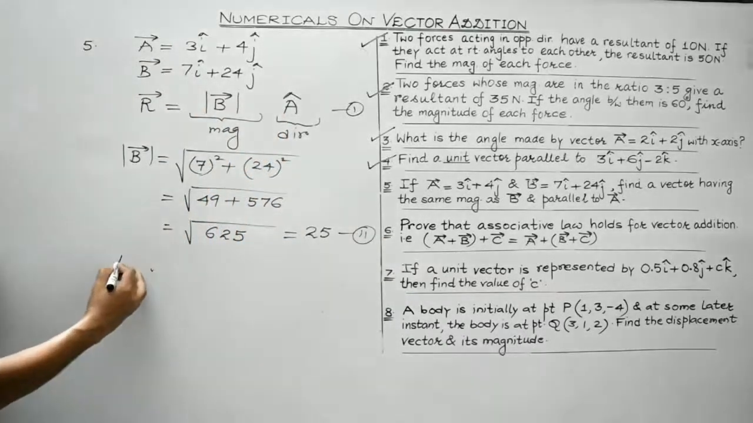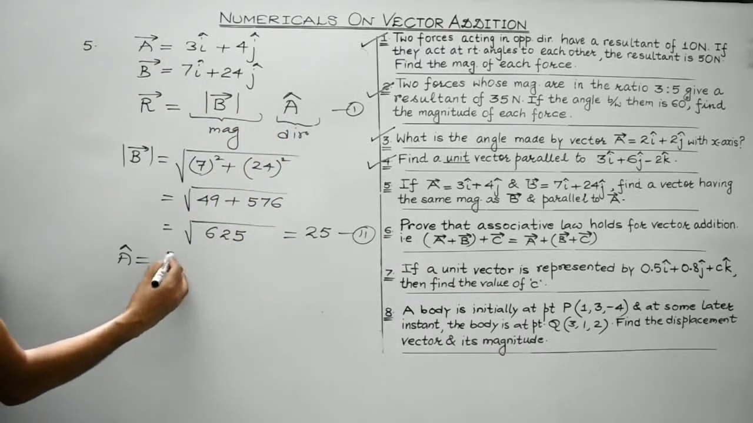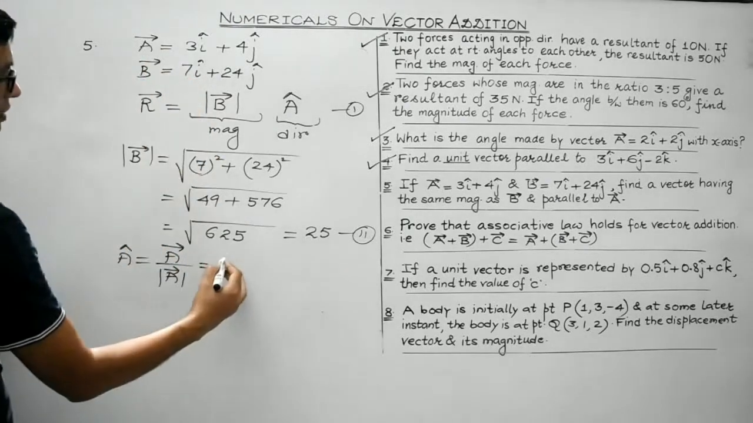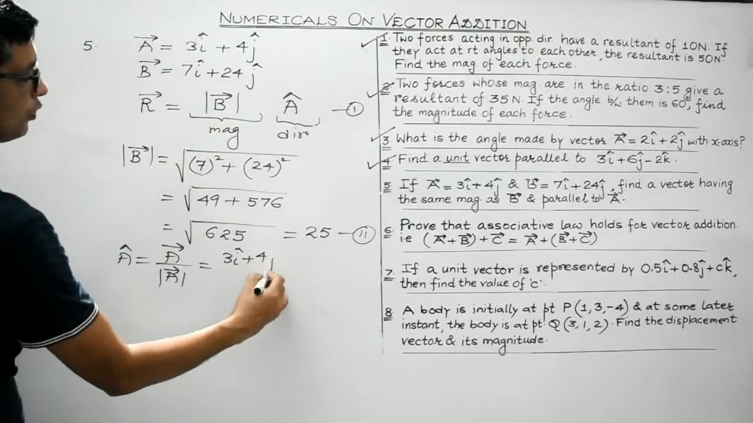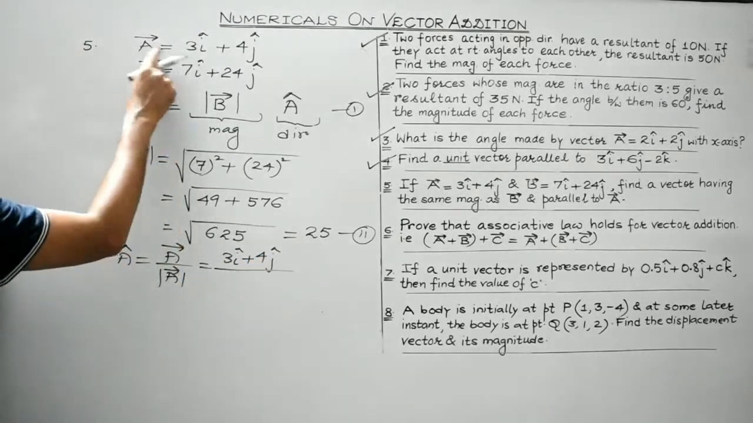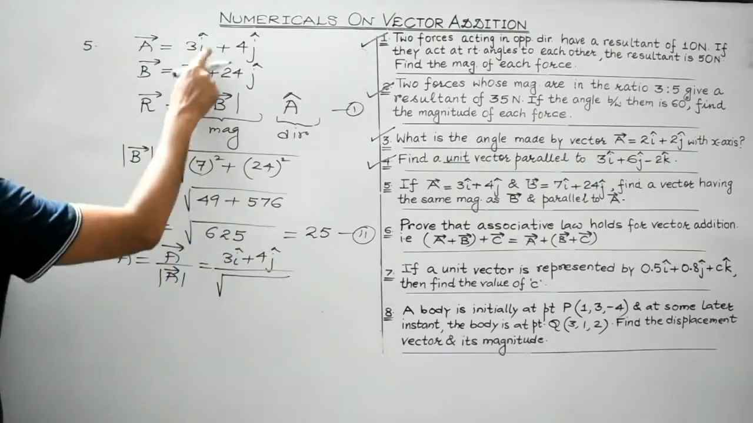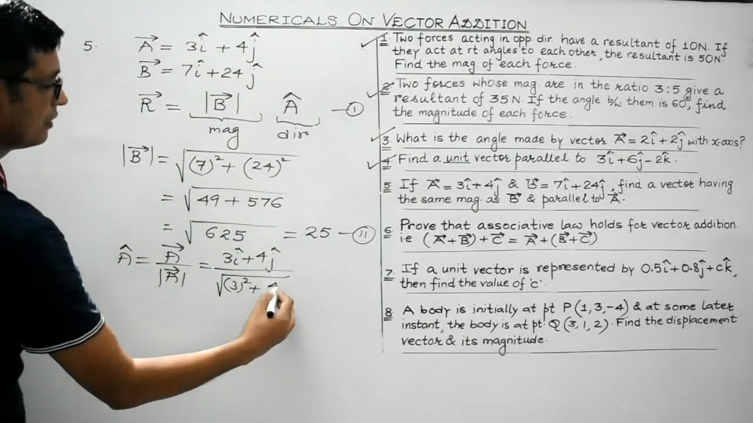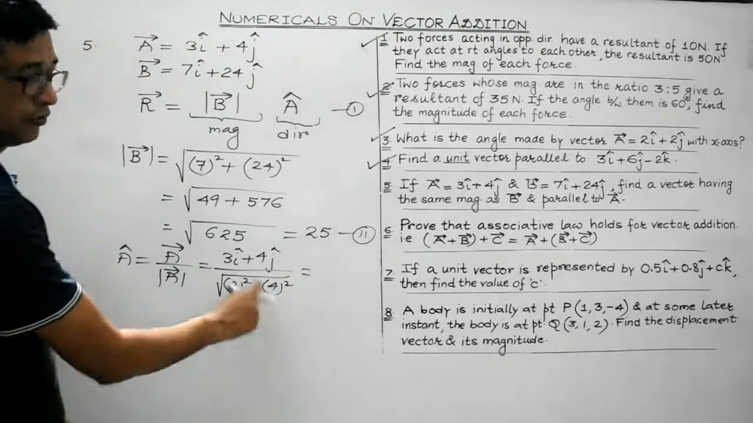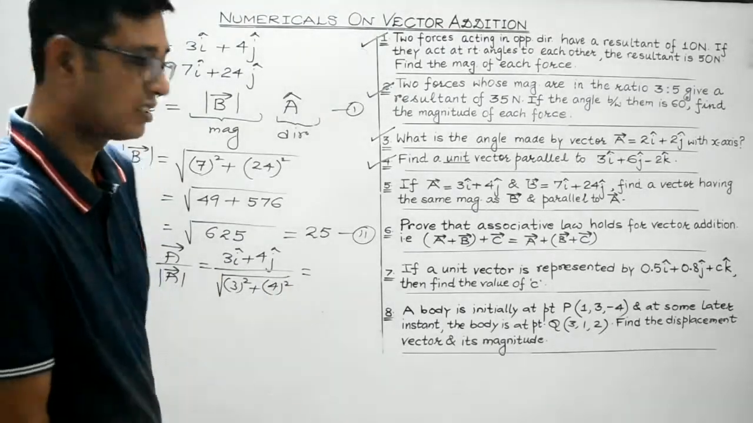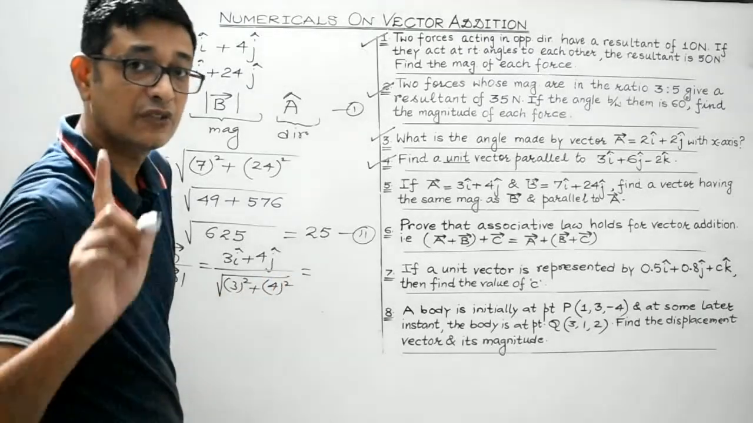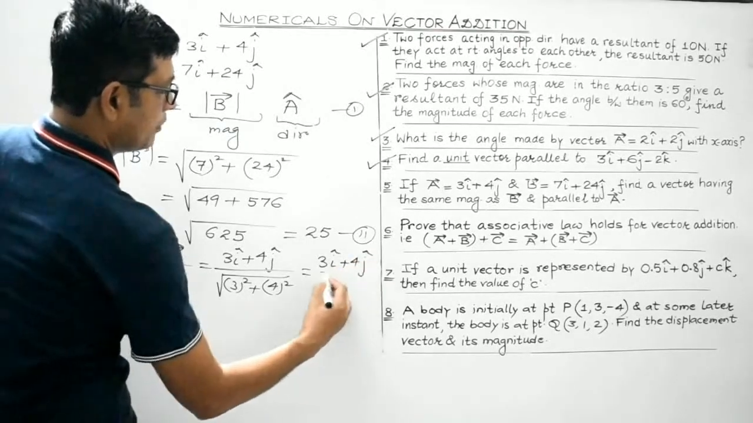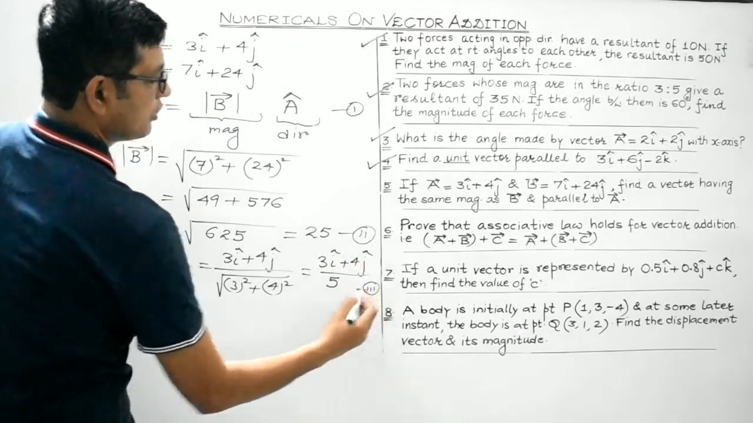Now let's get A cap. Unit vector, as we know, it is the vector divided by its magnitude. Vector is 3i cap plus 4j cap. Magnitude of A vector would be equal to square root of the square of the coefficient of i plus the square of the coefficient of j. So 3, 4. 3 square is 9, 4 square is 16. 16 plus 9, 25. Square root of 25 is 5. So what you get is 3i cap plus 4j cap divided by 5. Put this as equation 3.